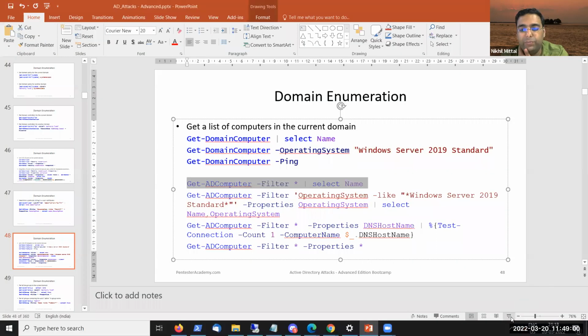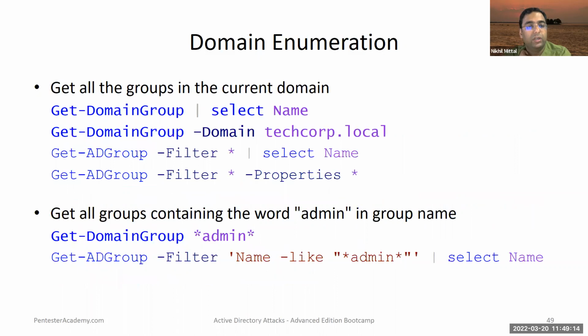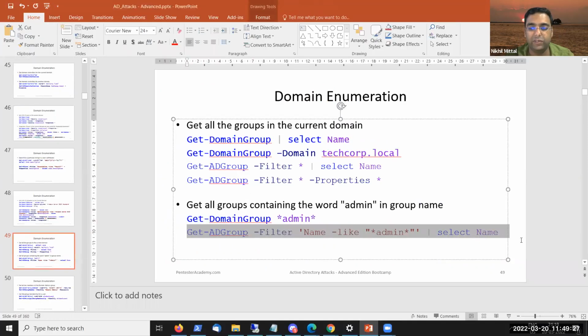Now you can filter computers based on their operating system. You can check if you can reach a computer over the network or not, and similar things. Next, let's go for groups. If you want to list all the groups in the current domain, you can use Get-ADGroup. If you want to check, for example, the groups that contain the word admin.